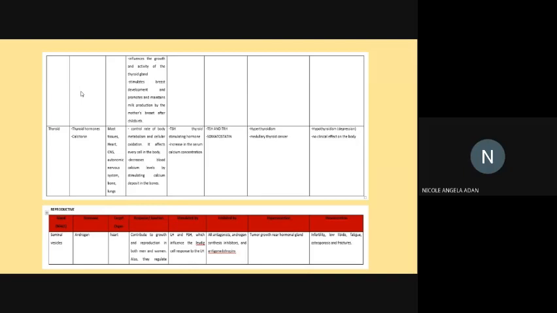Thyroid hormones are stimulated by TSH, thyroid stimulating hormone, and calcitonin is stimulated by an increase in the serum calcium concentration. Thyroid hormones are inhibited by TSH and TRH, while calcitonin is inhibited by somatostatin. The hypersecretion of thyroid hormones is hyperthyroidism, and for calcitonin it is medullary thyroid cancer. The hyposecretion of thyroid hormones is hypothyroidism or depression, and calcitonin has no clinical effect on the body.